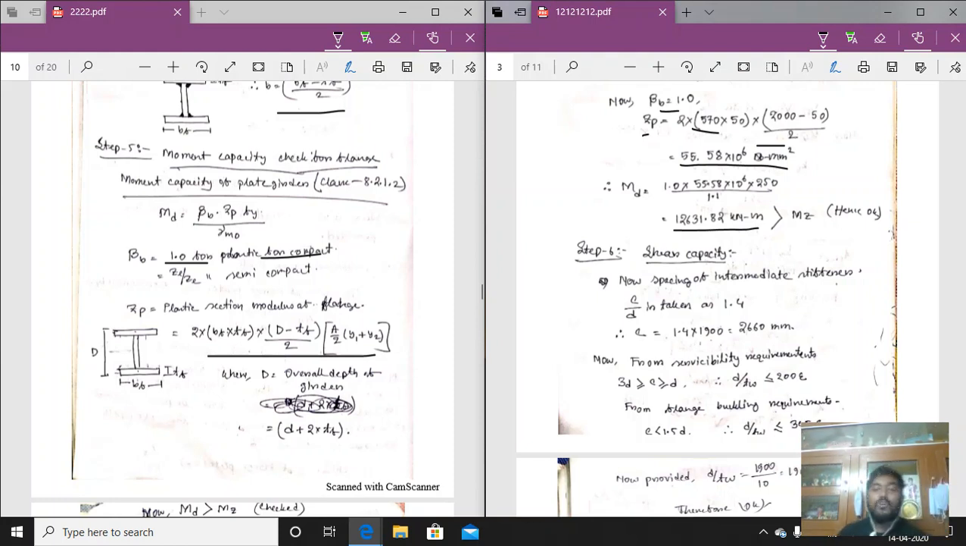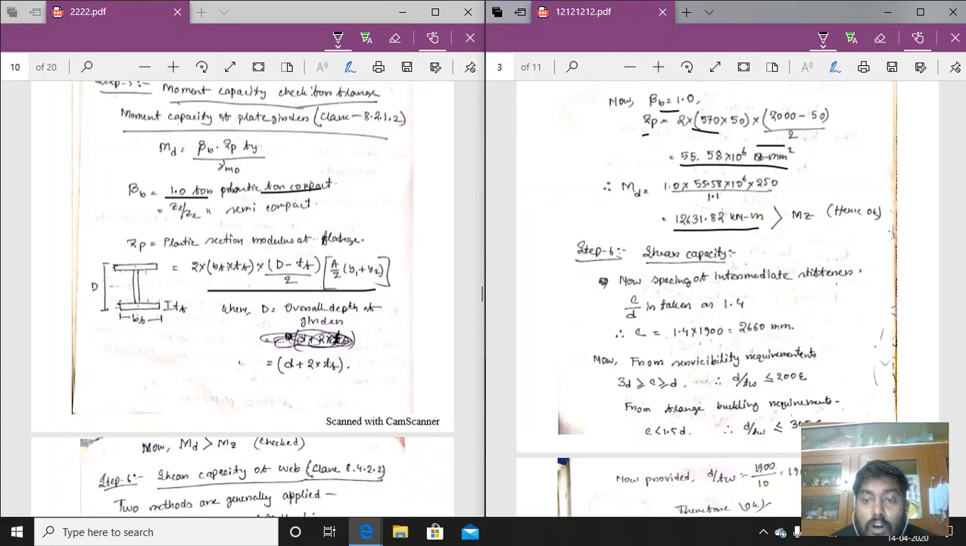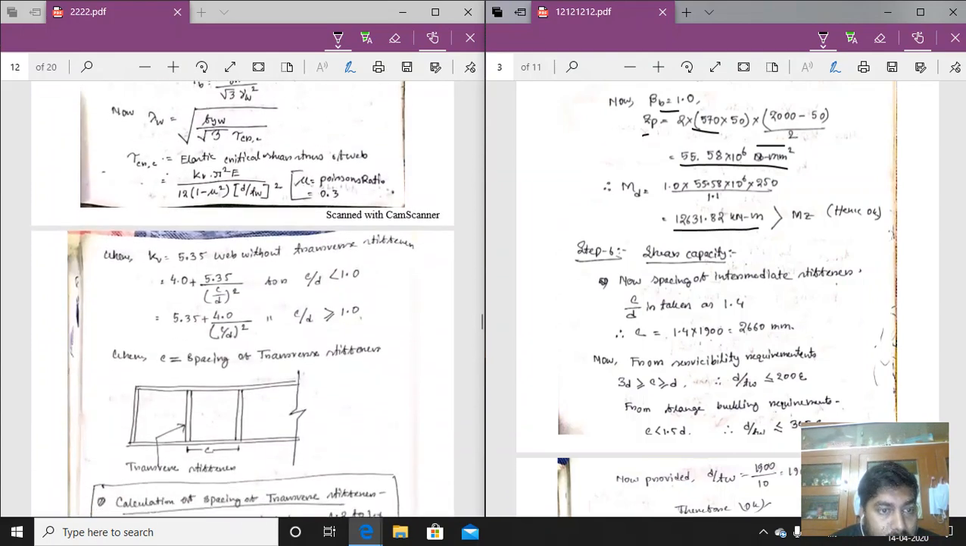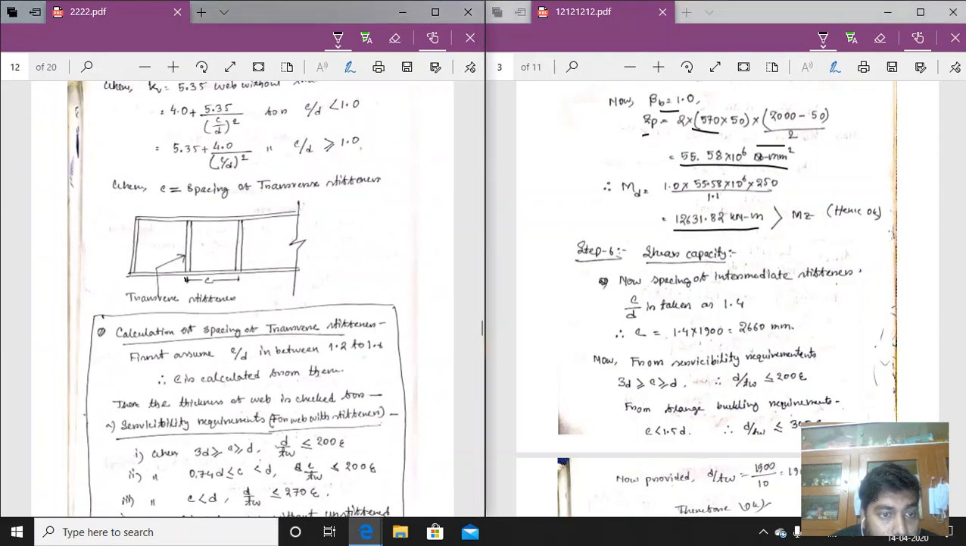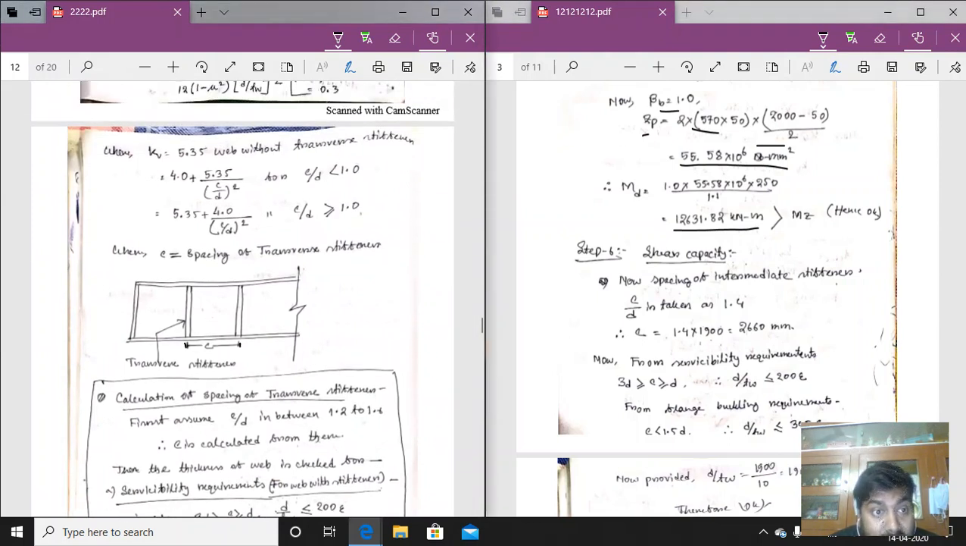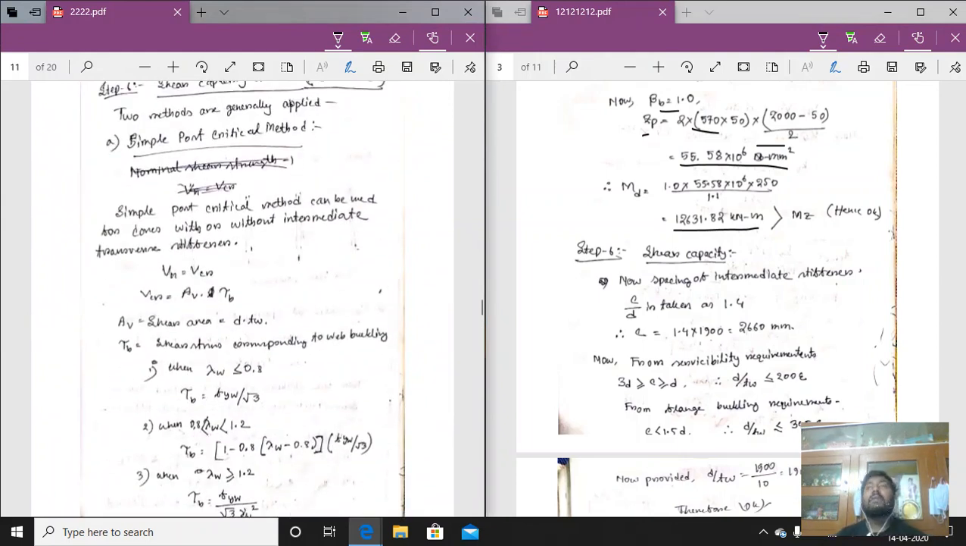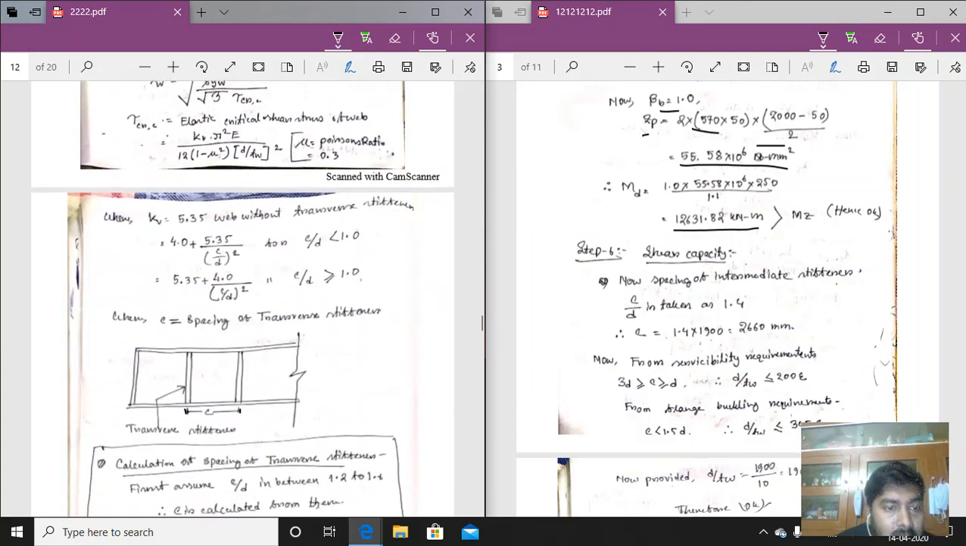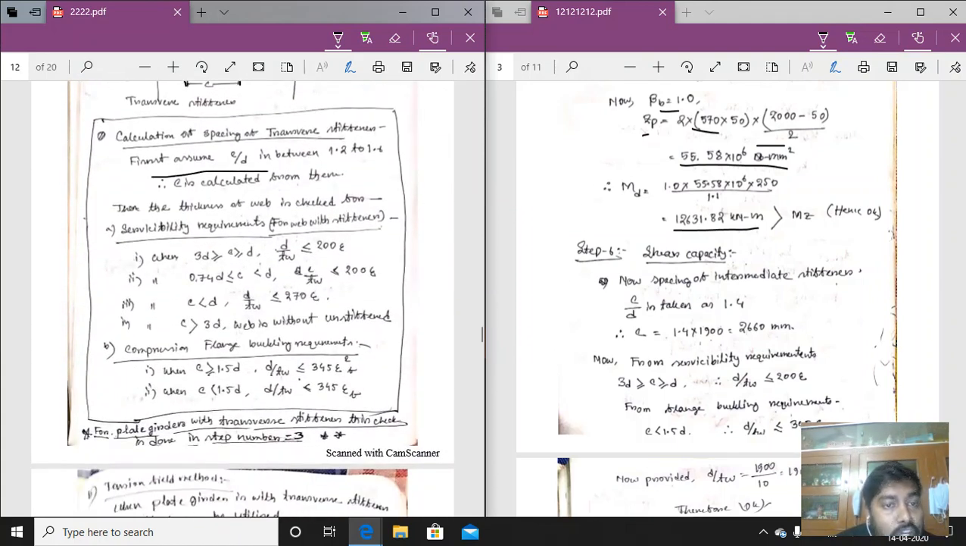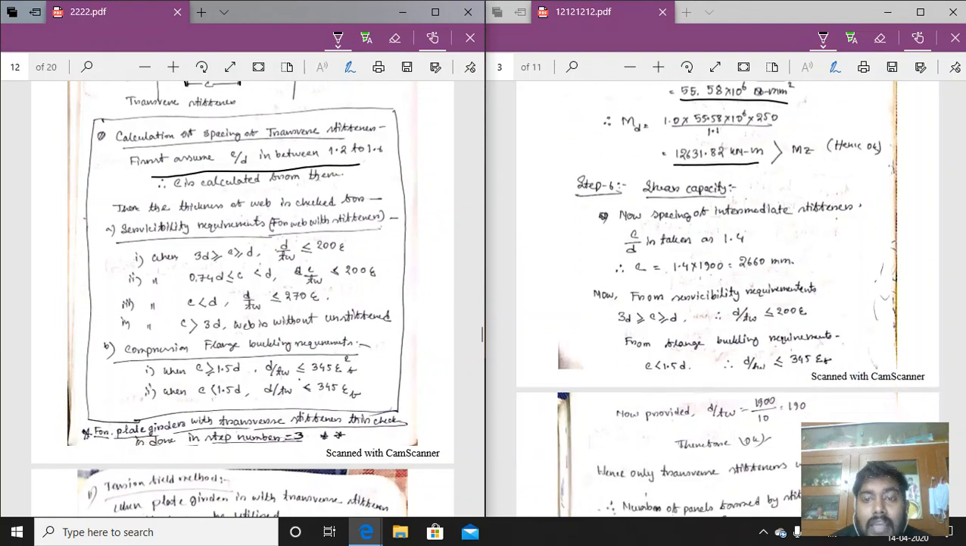Now for checking the shear capacity, as we are determining the shear capacity, we need the value of c, that is the spacing we need to find out, because if we are using any formula, simple post critical method or tension field method, we need the value of the spacing. So how is the spacing calculated? Basically, first assume a c by d ratio between 1.2 to 1.6. So let us assume a c by d ratio of 1.4. In between that we are assuming. So 1.4 we are assuming. From here c is calculated: 2660 mm is the value of the spacing between the two webs.